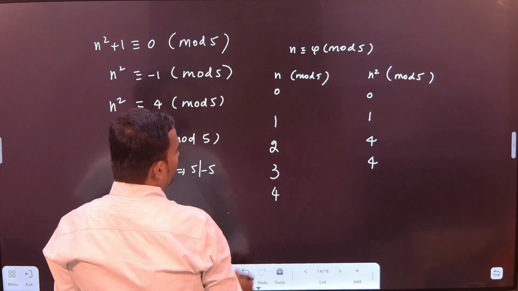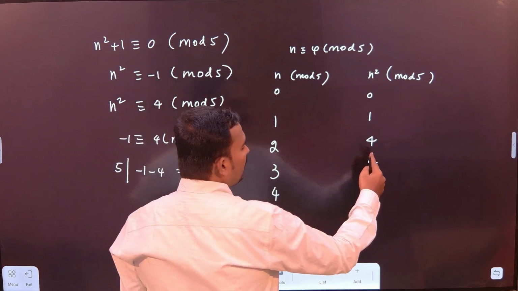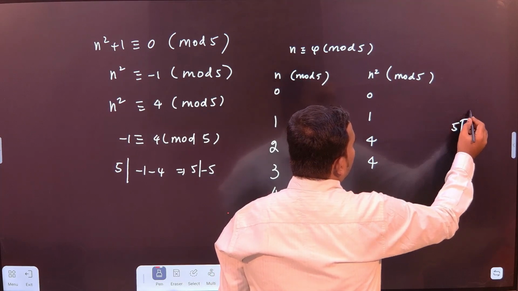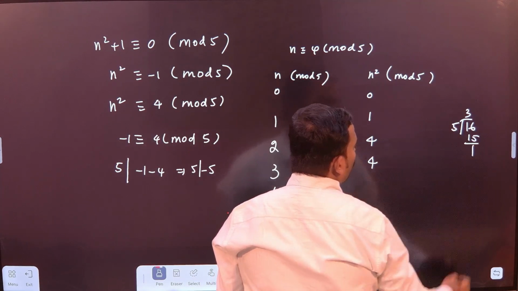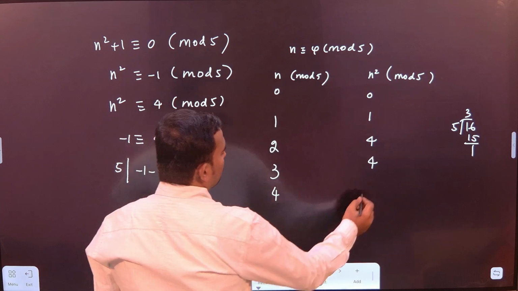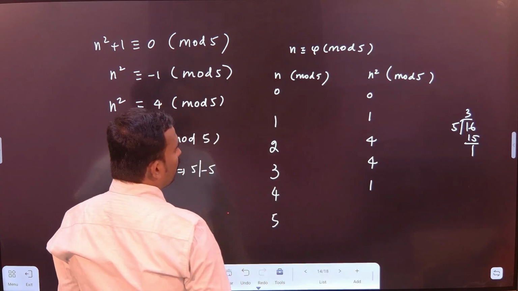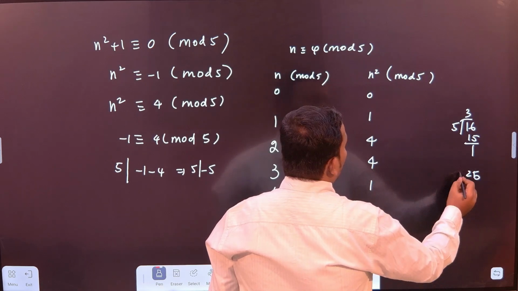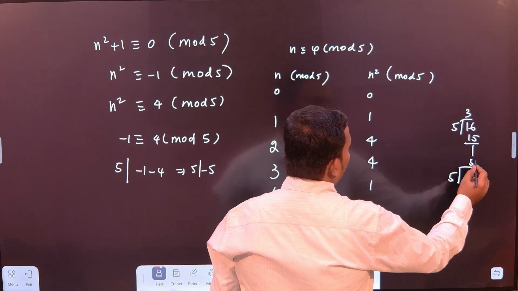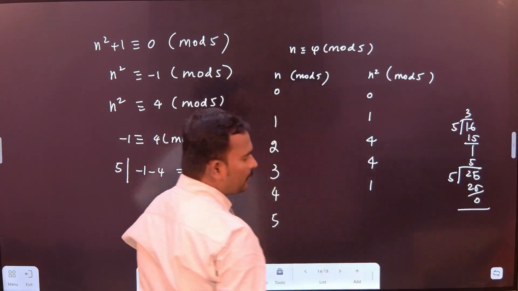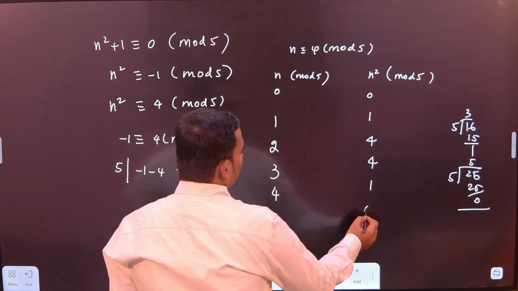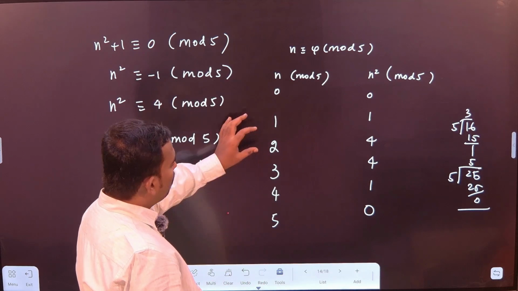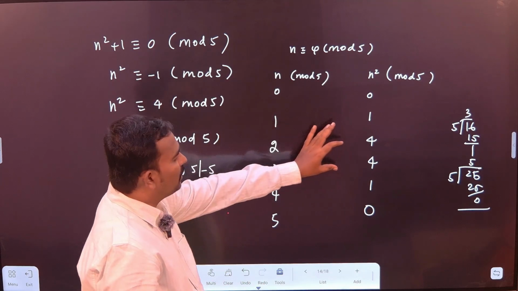Let's take 4. 4 square is 16. When 16 is divided by 5, the remainder is 1, right? Yes, the remainder is 1. Let us take 5. 5 square is 25. When you divide 25 by 5, its remainder is 0. Right? So any number you can take, we have that only 2 and 3 are congruent.